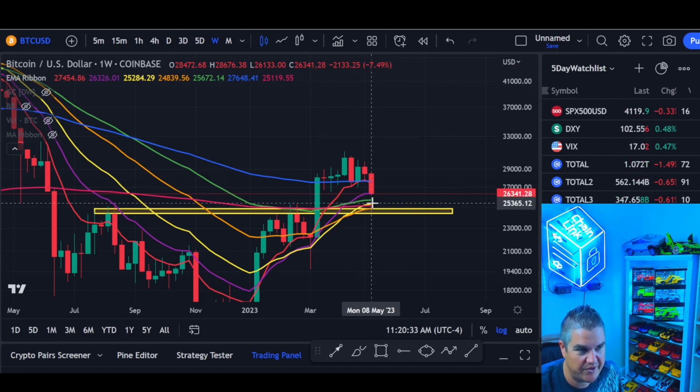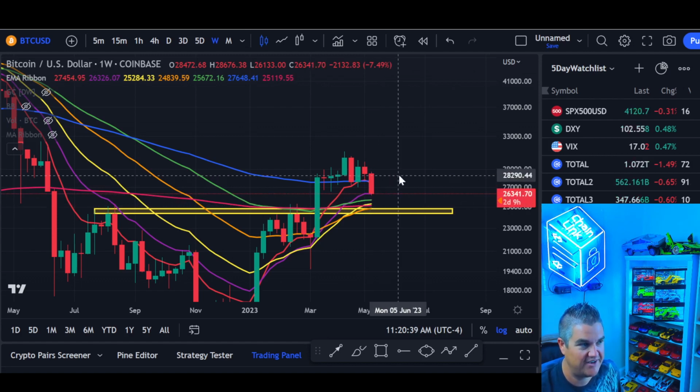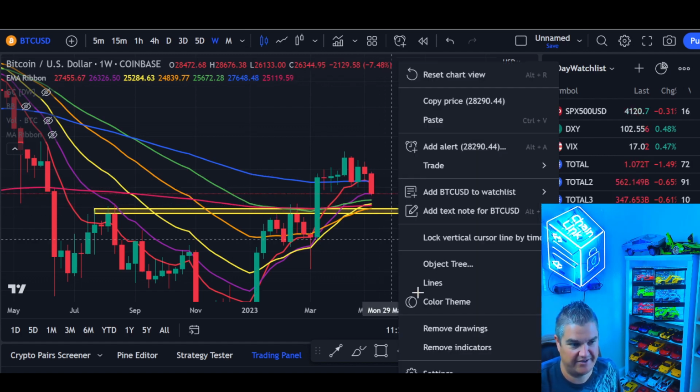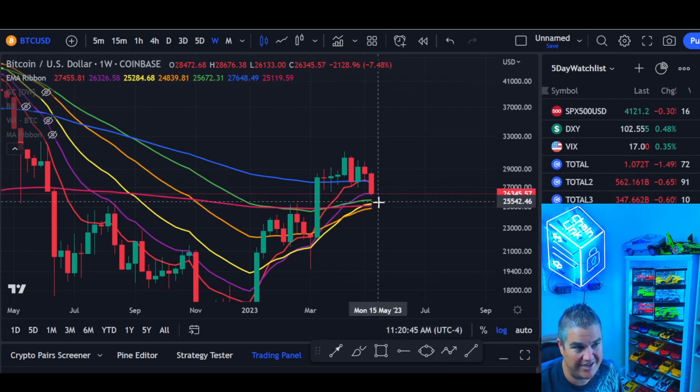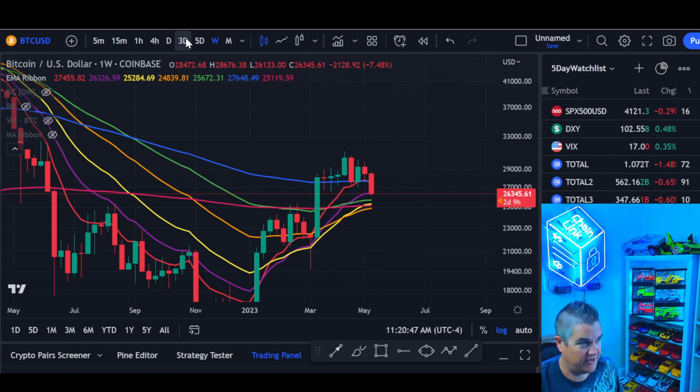Right? The 200 week, the 21 week, big moving averages on the weekly, okay? So 25K, that is where I'm holding the line. I will be buying bigly down there, if we get there, right? No guarantees, right? Dollar cost average, even starting here, not a terrible idea, right?